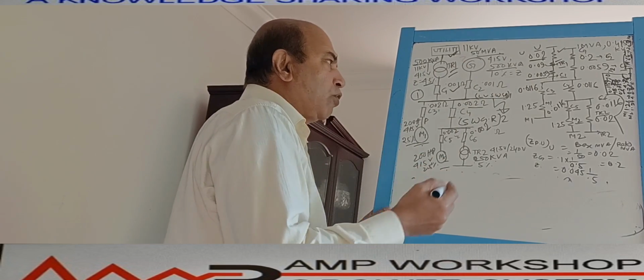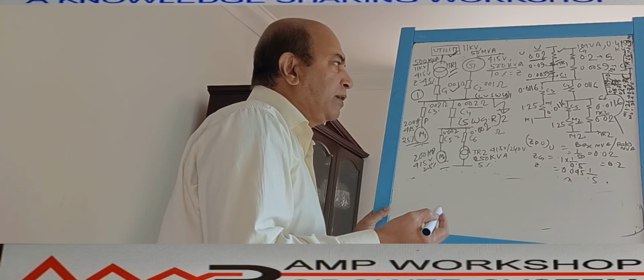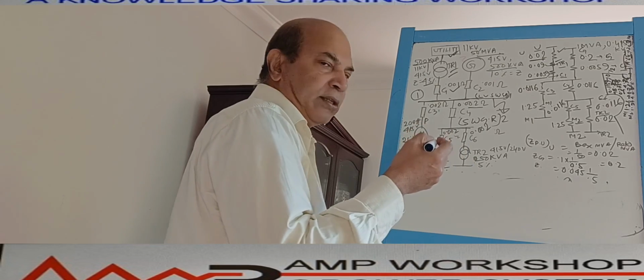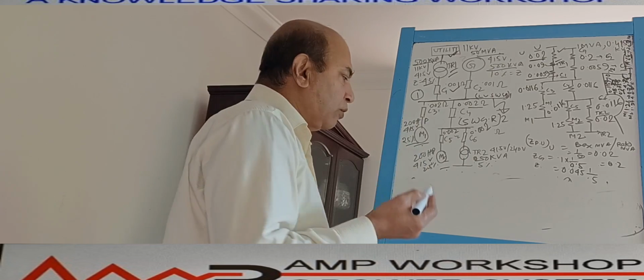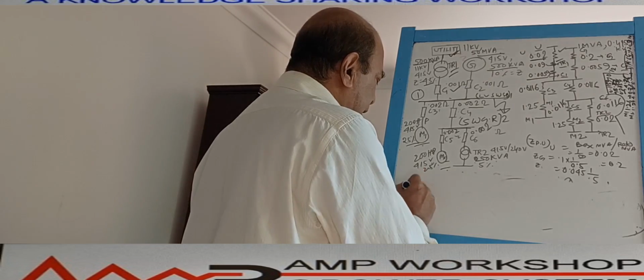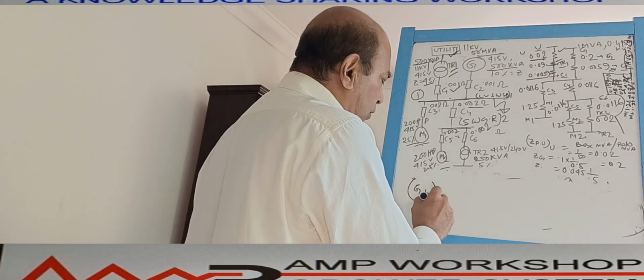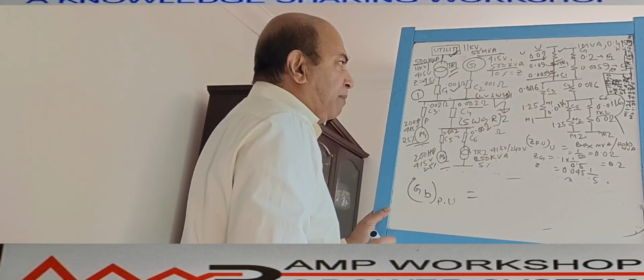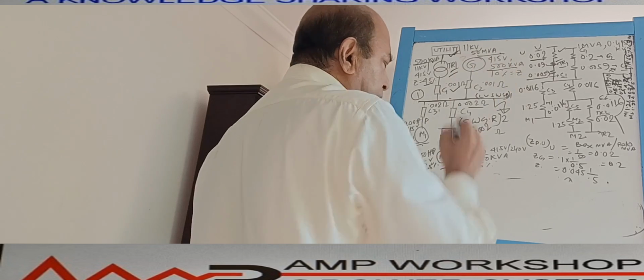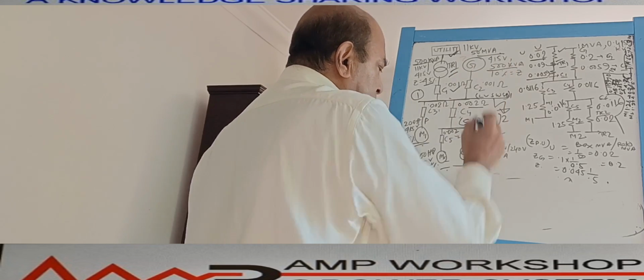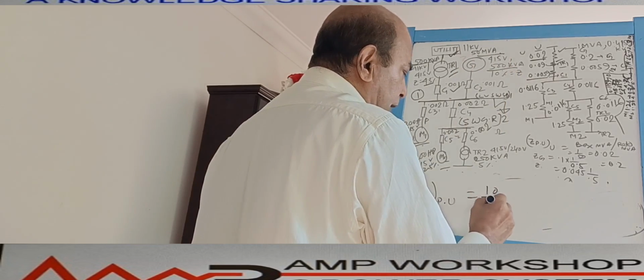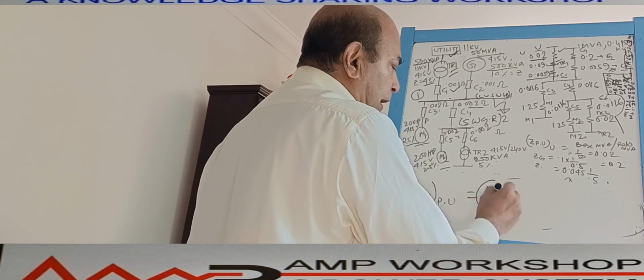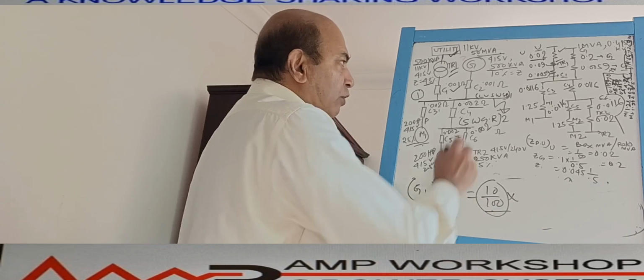So if we want to convert this percentage impedance to per unit value based on 1 MVA, how much will it be? The generator base MVA per unit value equals the percentage impedance. How much? 10% on a 500 kVA base. Then this per unit, how much? 10% means 10 divided by 100, right? This is a per unit value, and this per unit value is based on 500 kVA.